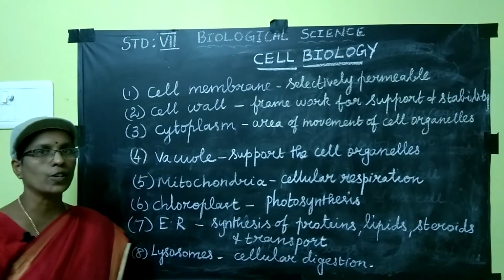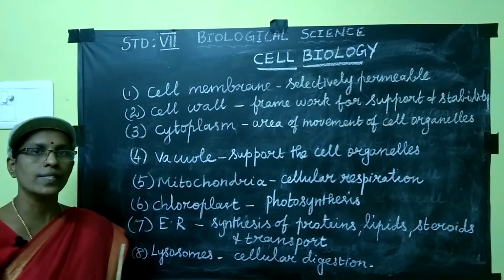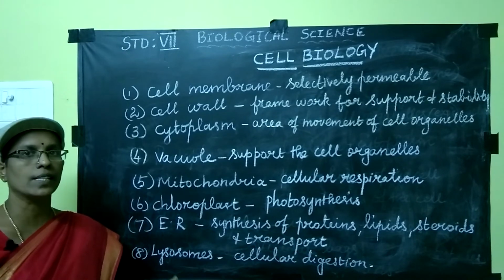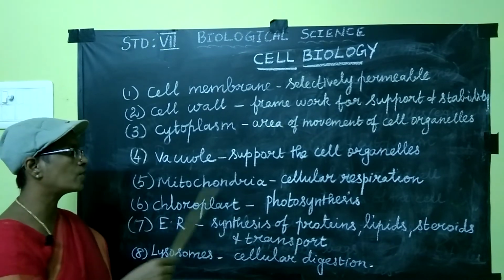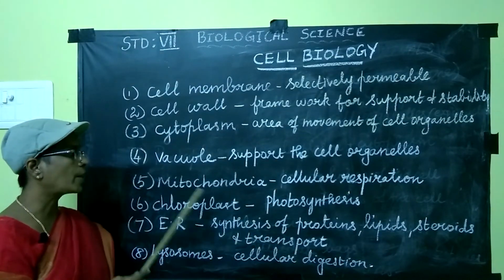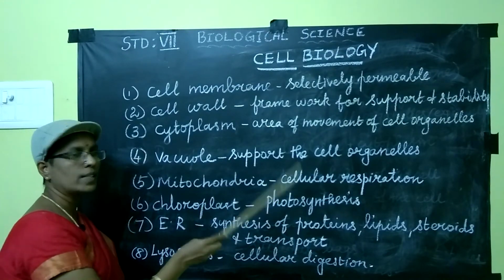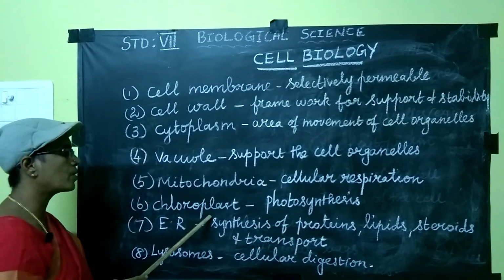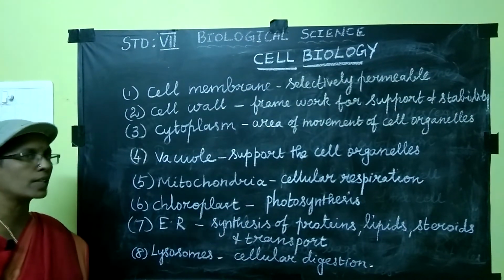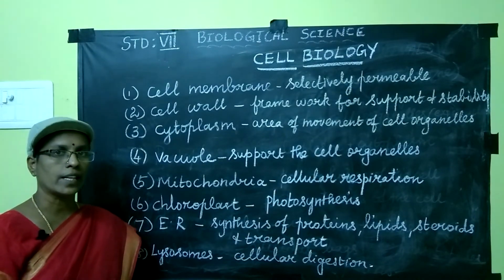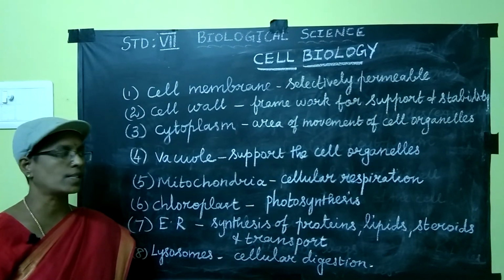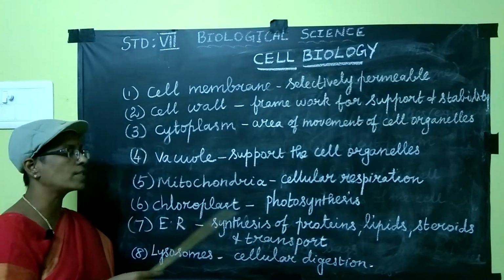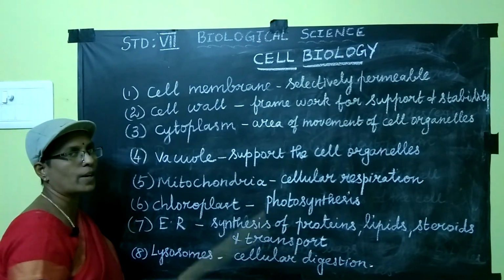Mitochondria. Mitochondria is the site of cellular respiration. It synthesizes energy. So, it is known as the powerhouse of the cell. Mitochondria is involved in cellular respiration. And next one is the chloroplast, which is present only in the plant cell. It involves the process of photosynthesis. The function of the chloroplast is photosynthesis, food production.